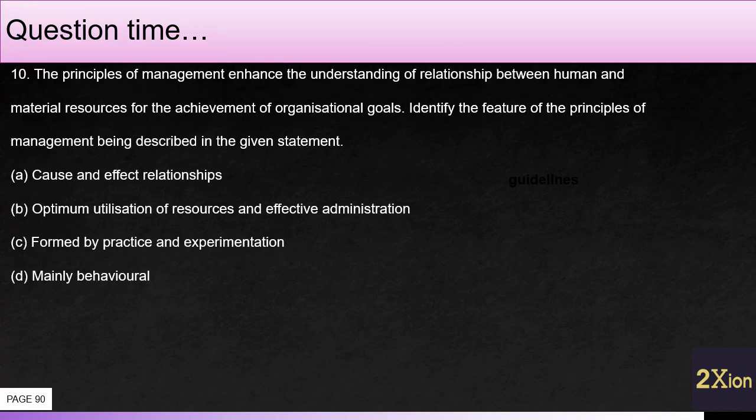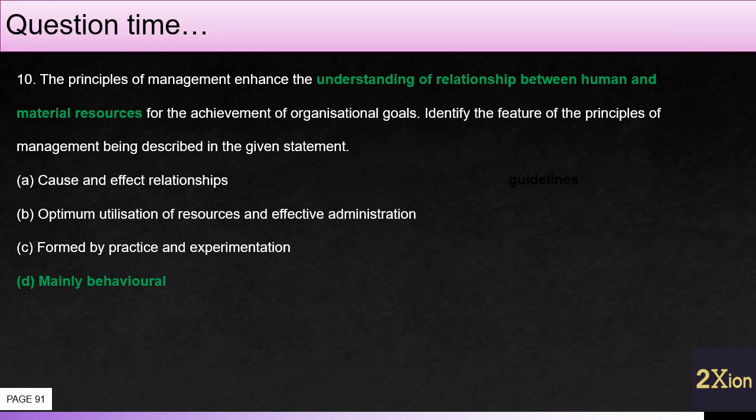Principles of management enhance the understanding of the relationship between human and material resources for the achievement of organizational goals. Identify the feature of the principles of management being described in the given statement. Cause and effect relationship, optimum utilization of resources and effective administration, formed by practice and experimentation, or mainly behavioral. The clue is there in the question itself: understanding of the relationship between human and material resources. So that is mainly behavioral.